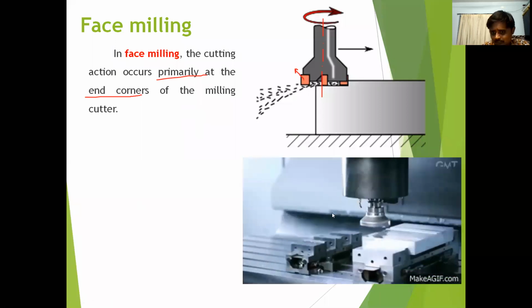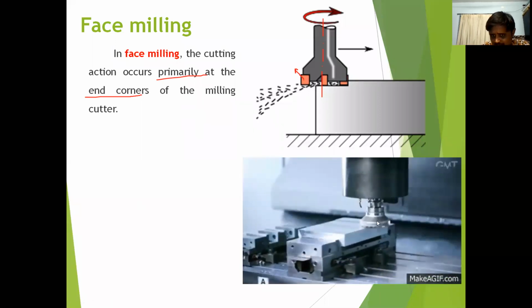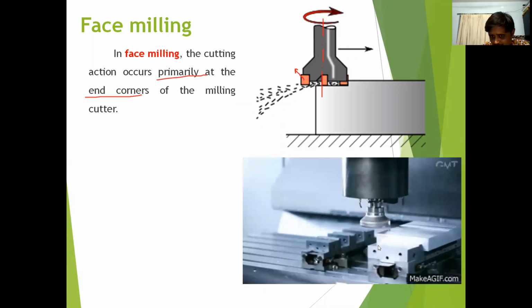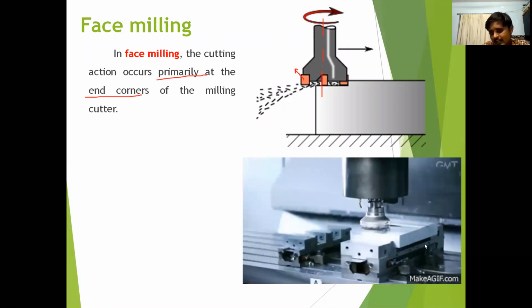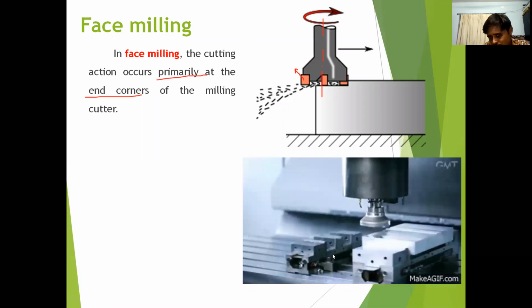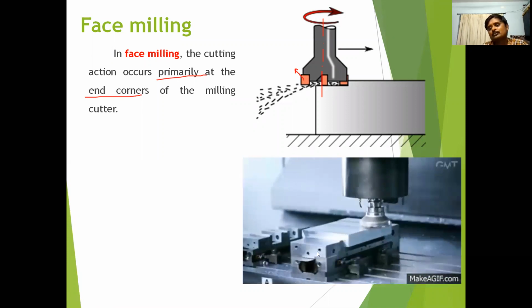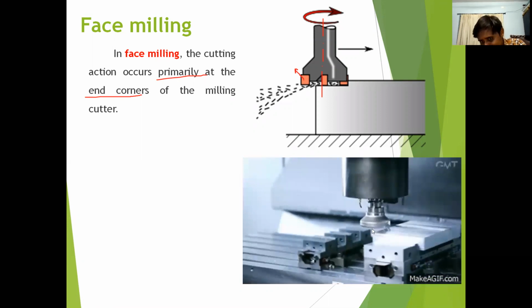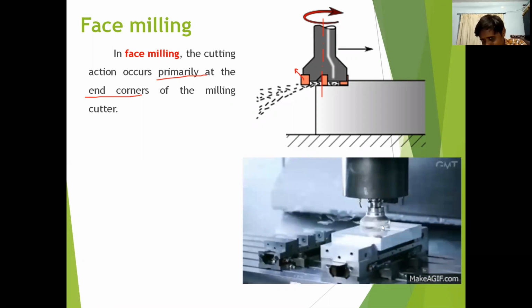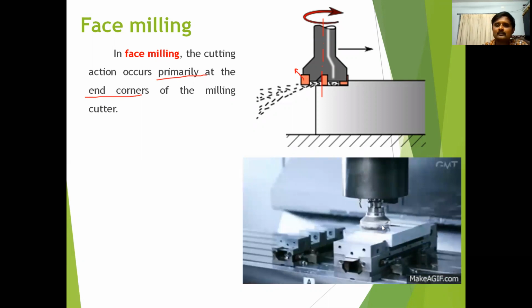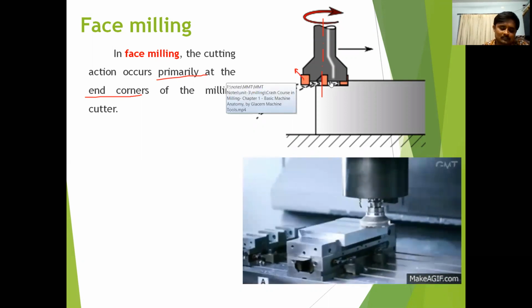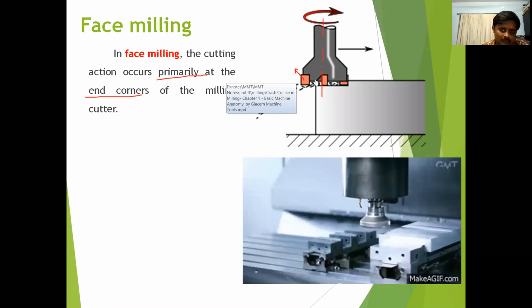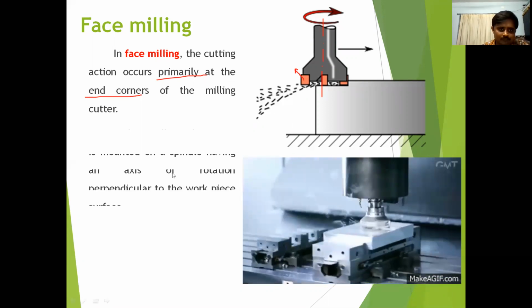Now you can observe. This is the work table, and this is the cutting tool. The axis of rotation of the cutting tool is vertical, and the cutting tool is rotating about the vertical axis, and we are giving the feeding by moving the work table. Here the cutting action takes place at the end surface of the cutting tool or milling cutter. The cutting tips, the cutting points, are placed at the end face of the cutting tool.